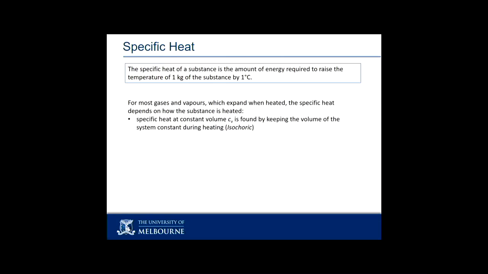And there are two ways that I could change the temperature of something. I could add some heat to it at constant volume, or I could add some heat to it at constant pressure. I end up, therefore, with an idea of specific heat at constant volume, CV, and specific heat at constant pressure, CP. We will play with them.